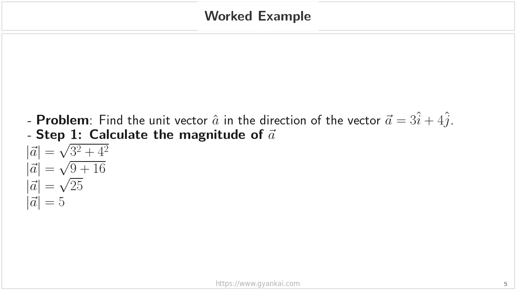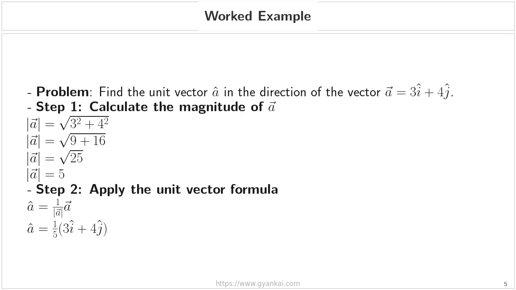To do this, we use the magnitude formula we discussed earlier. We take the square root of 3 squared plus 4 squared. When we square those components, we get 9 plus 16, which simplifies to the square root of 25. Taking the square root, we find that the magnitude of A is exactly 5.